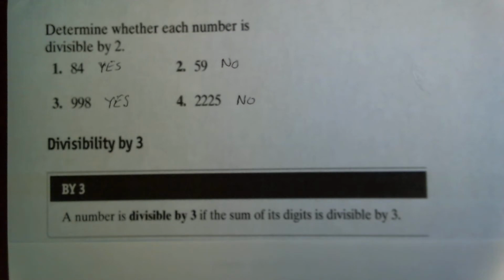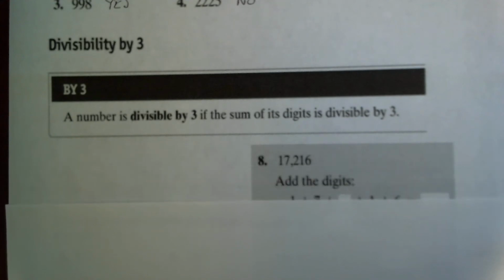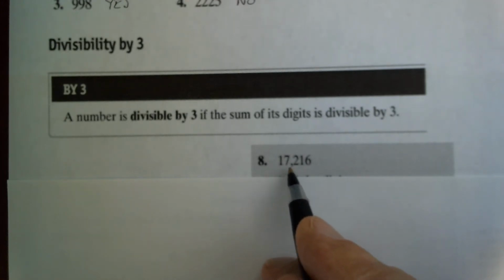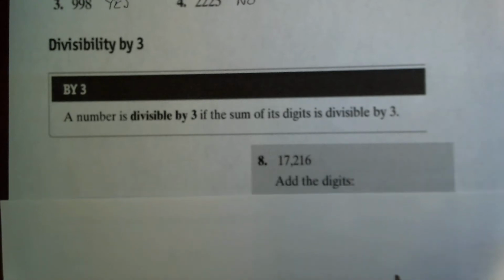Now, you may even know about divisibility by 3. And that is, a number is divisible by 3 if the sum of its digits is divisible by 3. What does that mean? Well, we're going to look at some examples here in just a moment. So as the first one, we have the number 17,216. The sum of the digits means we add 1 plus 7 plus 2 plus 1 plus 6.